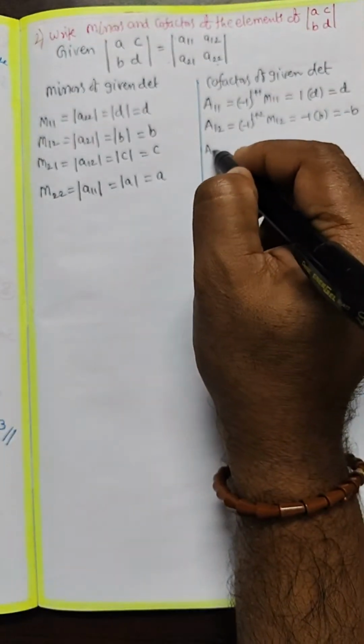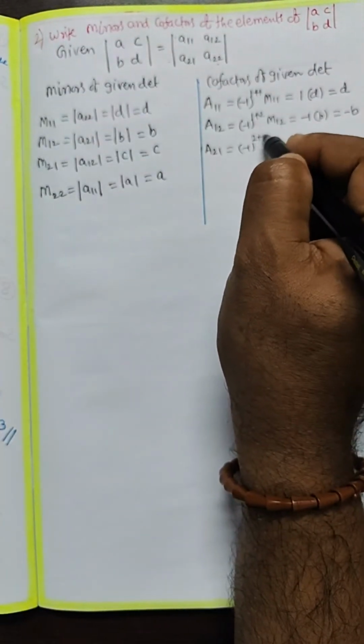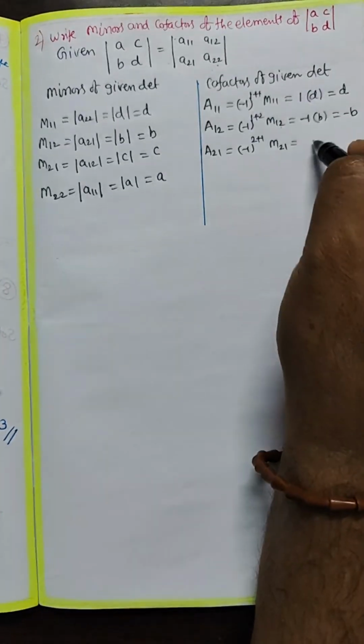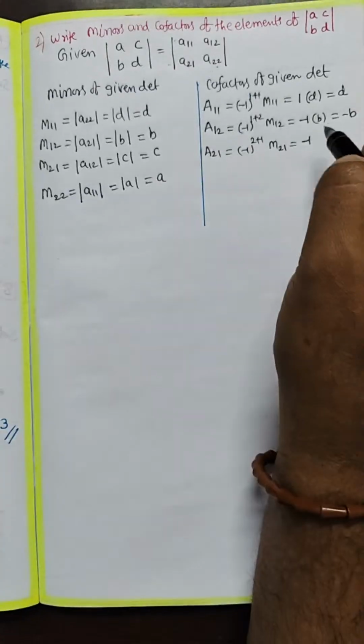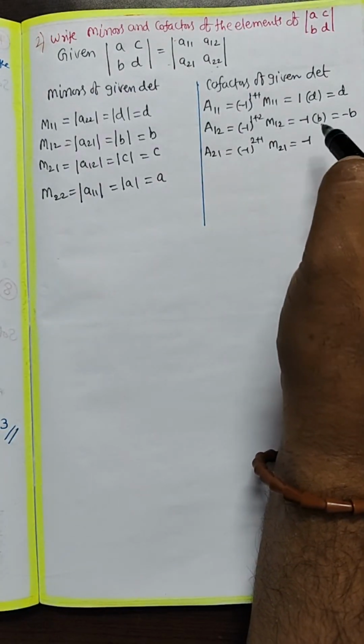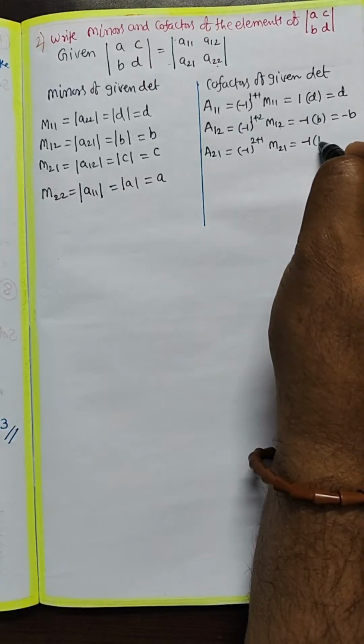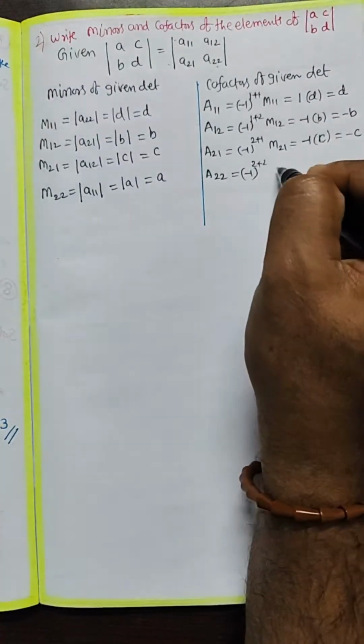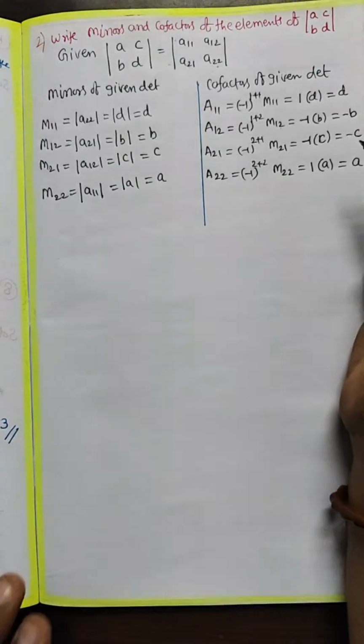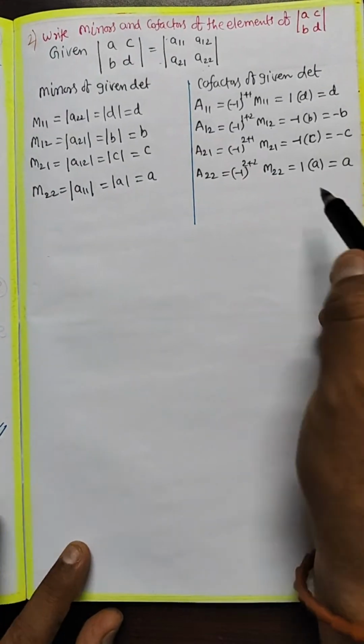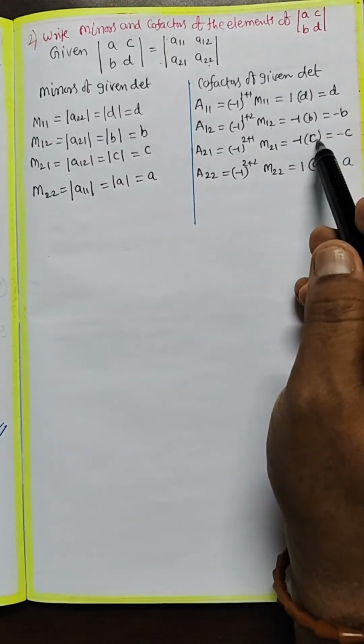Next, A21 is minus 1 whole power 2 plus 1 into M21. So minus 1 whole power 2 plus 1 is 3, minus 1 into M21. M21 value is C, which is equal to minus C. So A22 is minus 1 whole power 2 plus 2 into M22. So plus 1 into M22 value A, that is equal to A. Okay, dear students, I hope you understand. These are the cofactors of 2 by 2 matrices.